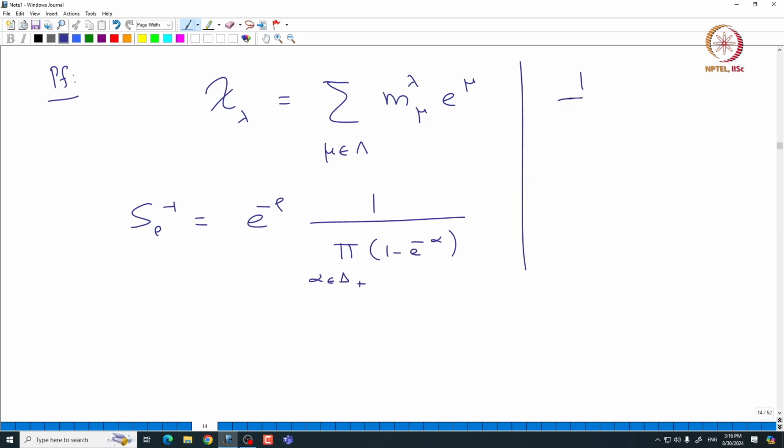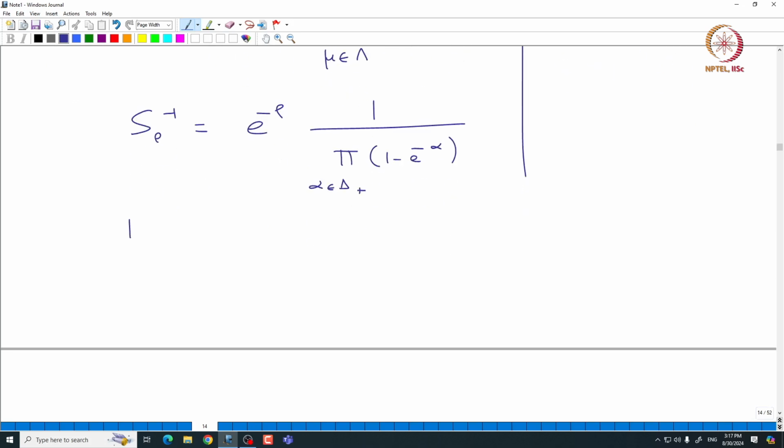Recall that 1 divided by 1 minus e power minus alpha is given by the summation of e power minus I alpha, I ranging from 0 to infinity. Now if you take the product among all of them, it is easy to see that 1 divided by the product of 1 minus e power minus alpha over alpha in Delta plus is nothing but the product of the summations of e power minus I alpha, I ranging from 0 to infinity, where alpha runs over Delta plus.